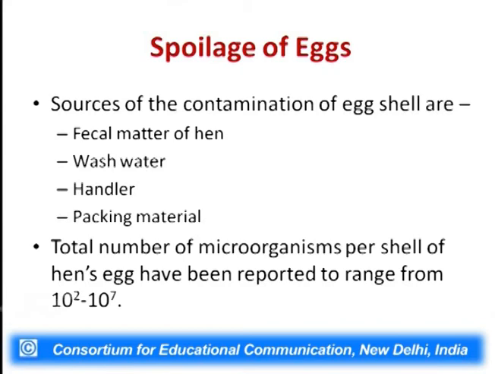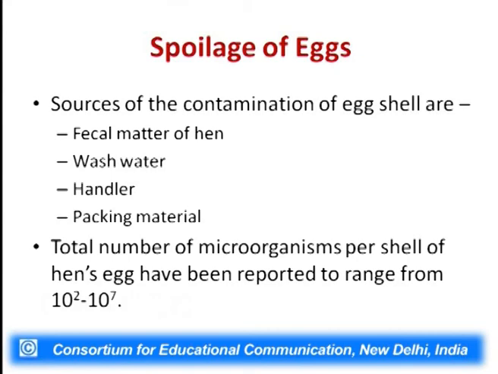Now, coming to the spoilage of eggs. In case of eggs, the sources of contamination of the egg shell are fecal matter of the hen and water which is used for washing. The handler again is an important source of microorganisms, and the packing material may also add to the contaminants. Initially, the egg may be sterile, but it can be contaminated by these sources of microorganisms.